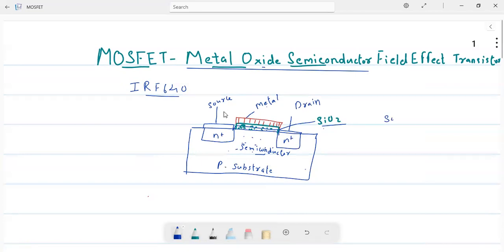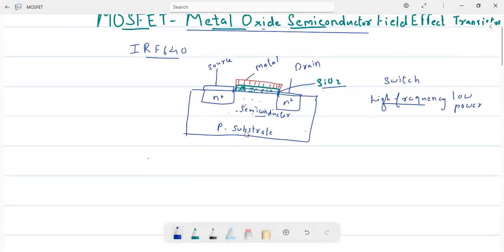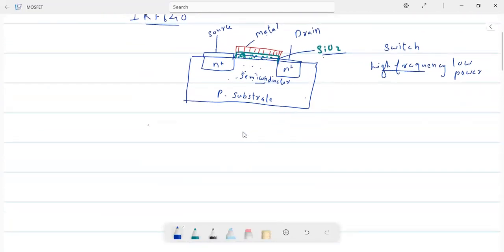Normally it is used as a switch. It is a high frequency, low power device. Normally it is used for switching applications, high frequency applications. Next, we will see the classification, how it is being classified.